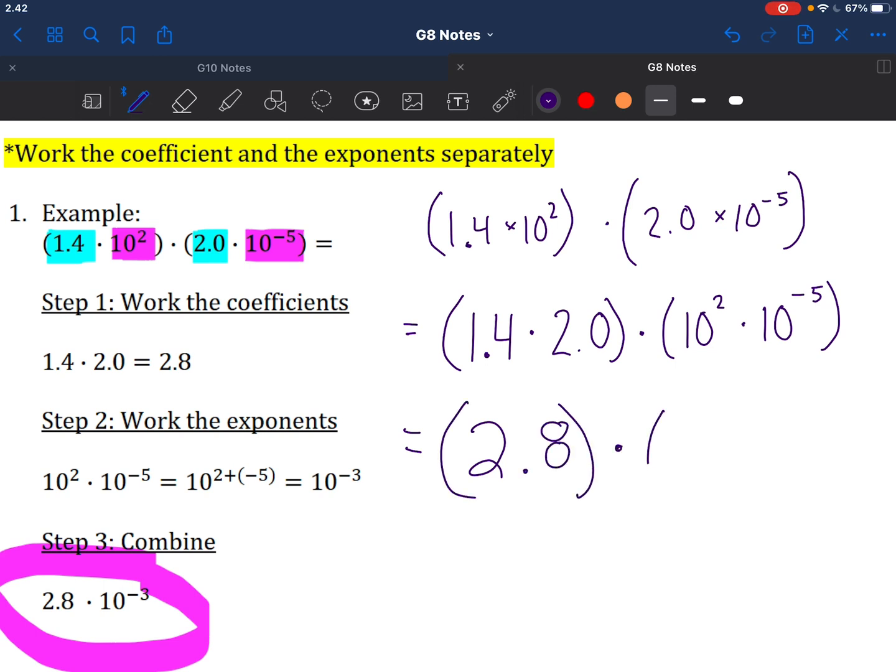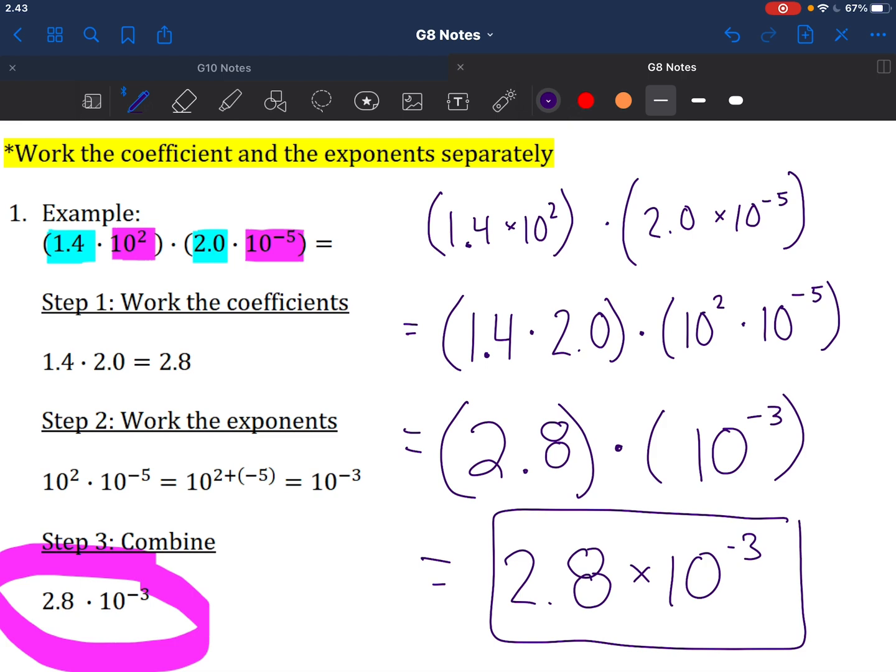And we have learned this before. If they have the same base and we're multiplying, keep the base and add the exponents. So 2 plus negative 5, it's negative 3. And there you are. You already have a scientific notation. Look at how easy that was, right? So easy peasy.